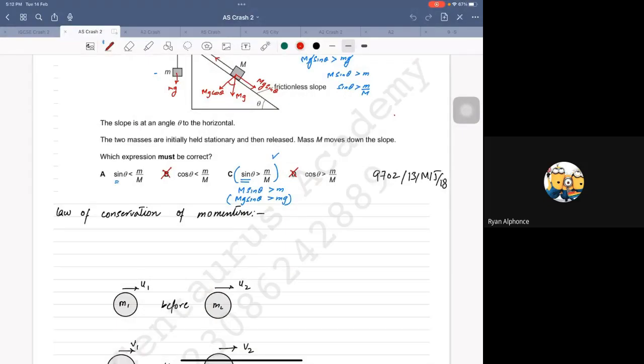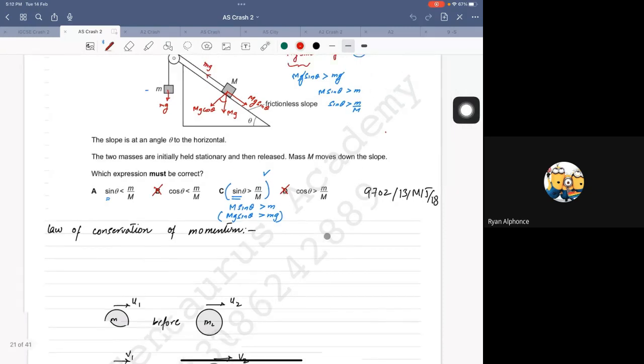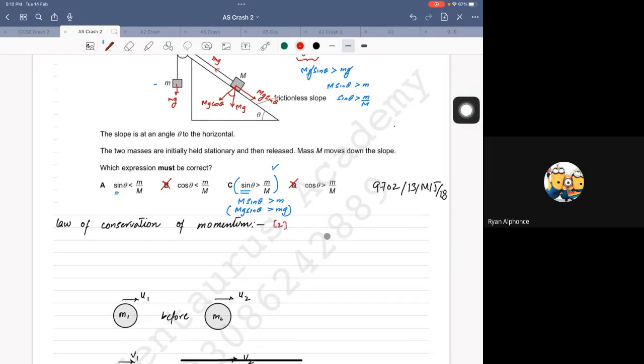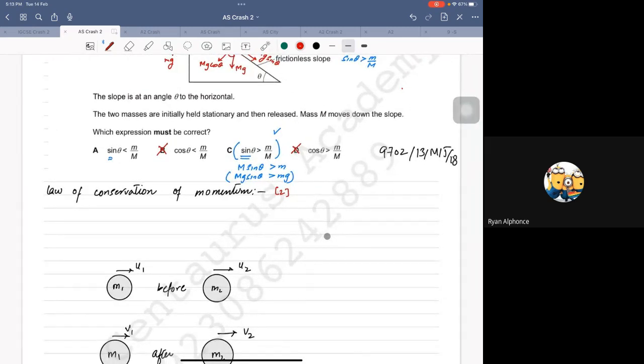All right. So the first thing we're going to do today is the law of conservation of momentum. It will be asked for 2 marks, right? So we're going to write it for 2 marks. Let me write it down. First, you just need to remember the law of conservation: the first mark is when you write "in an isolated system."